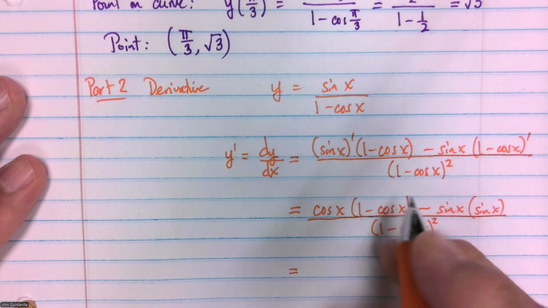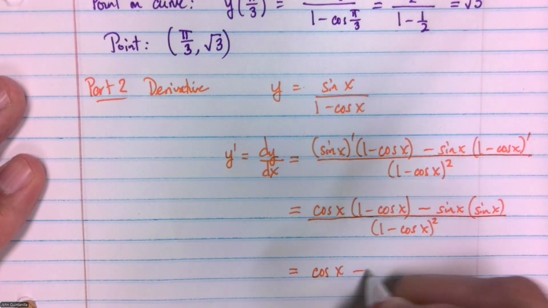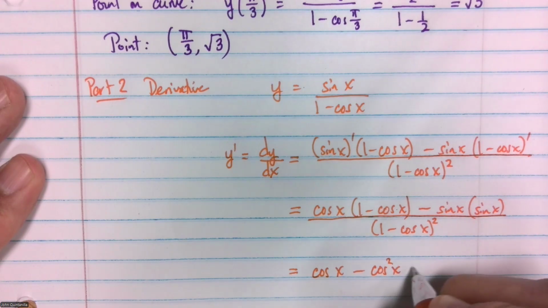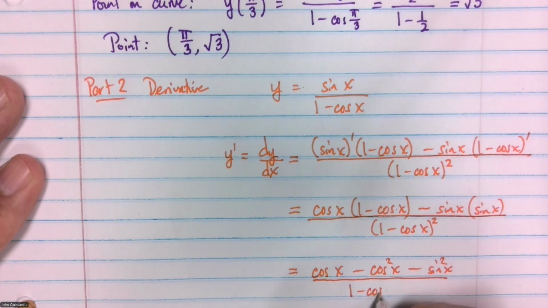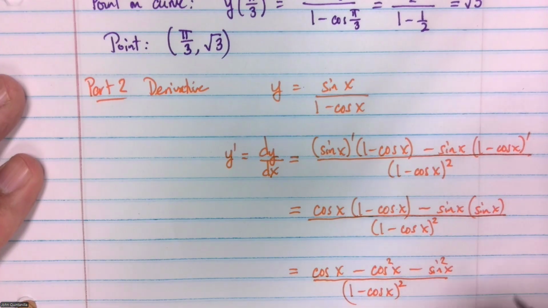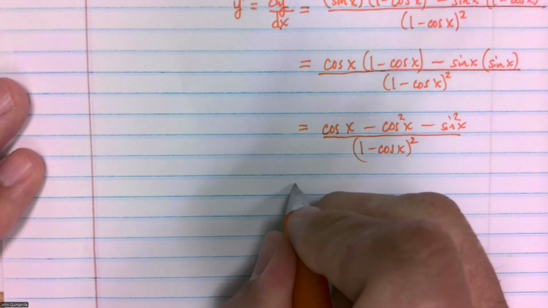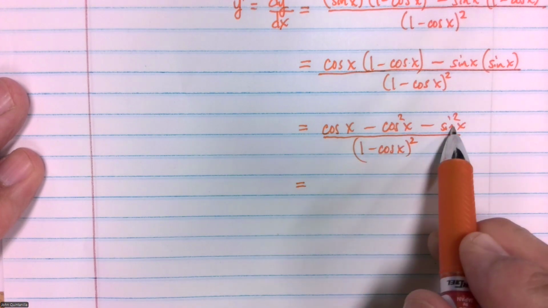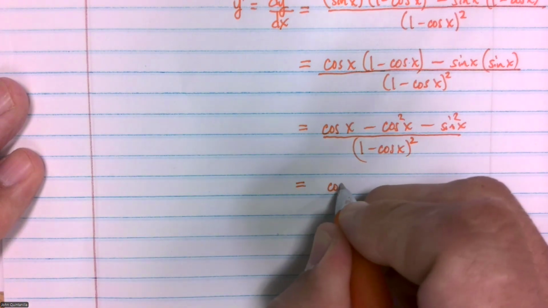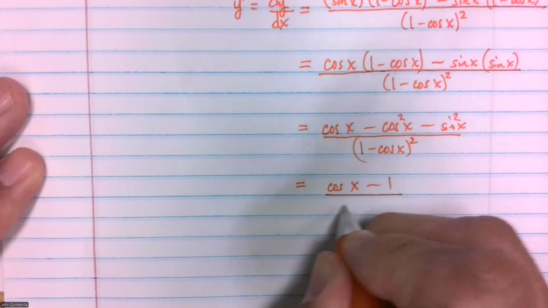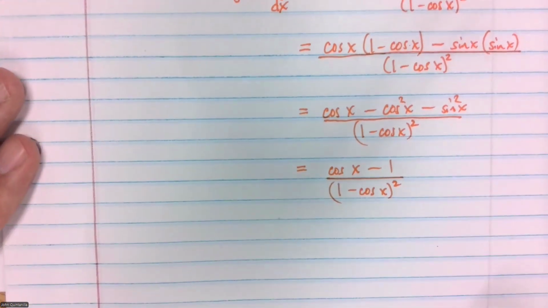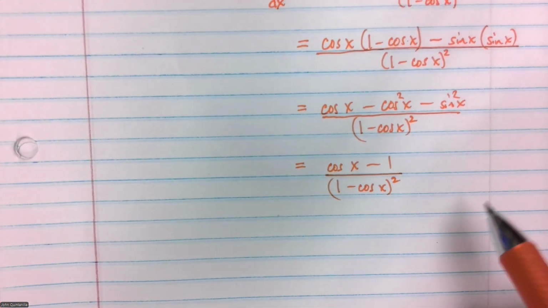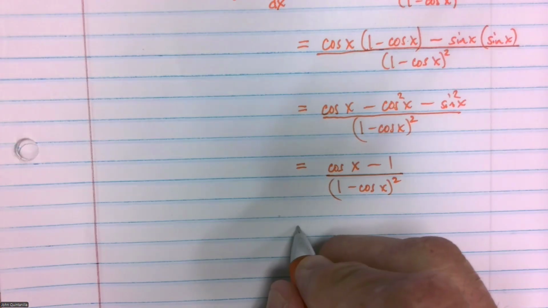However, I can simplify this considerably, and it's always a good idea to simplify when I can. Let me multiply out the first two terms. I get cosine of x minus cosine squared x. Multiplying these together, I get sine squared x all over 1 minus cosine of x, quantity squared. All right, cosine squared x plus sine squared x is 1, so I get cosine of x minus 1 over 1 minus cosine of x, quantity squared. Okay, now once again, I could plug in at this point. However, I can simplify this even further.